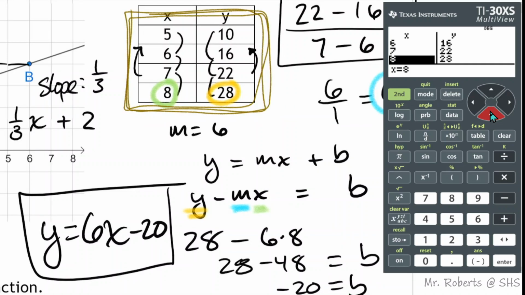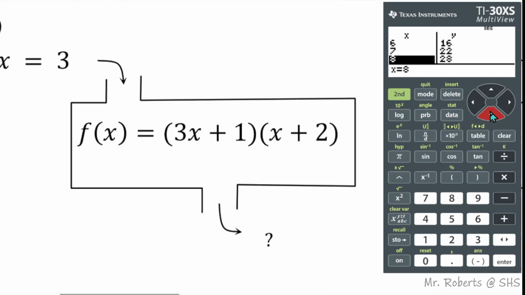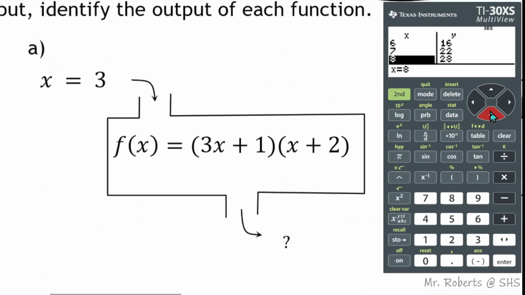So without a doubt, this is the answer, y equals 6 times x minus 20. Next question says, hey, here is a function. Please evaluate this function. Okay, so I can see that 3 is the input into this function, and it's going to have to land here and here to evaluate this.